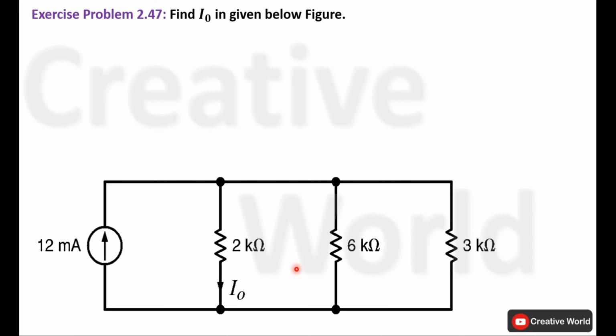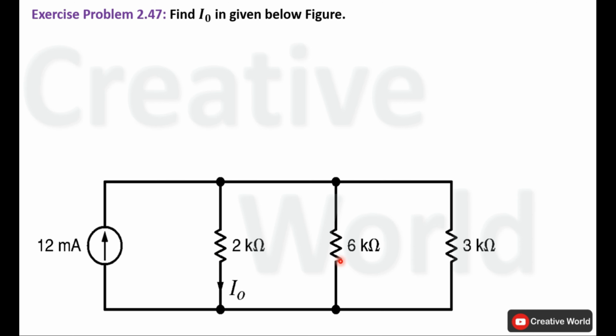We know that current divider rule implementation is easy for two parallel connected resistances. But when the number of parallel resistances increases, the complexity of the current divider rule also increases. So I do not recommend using the current divider rule for a network that includes more than two parallel resistances. In this case, we are only interested in calculating the value of current inside this branch.